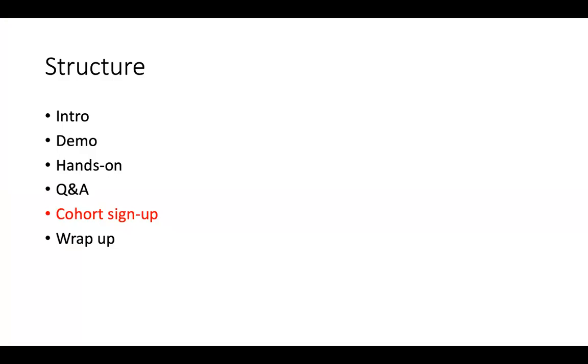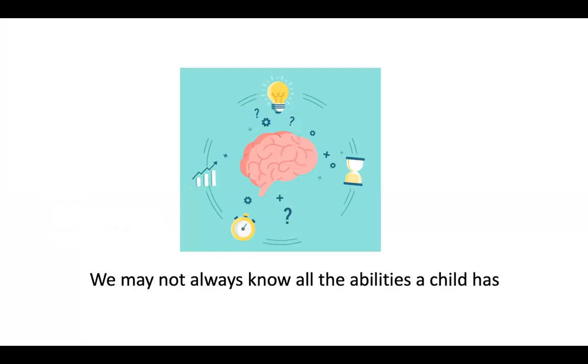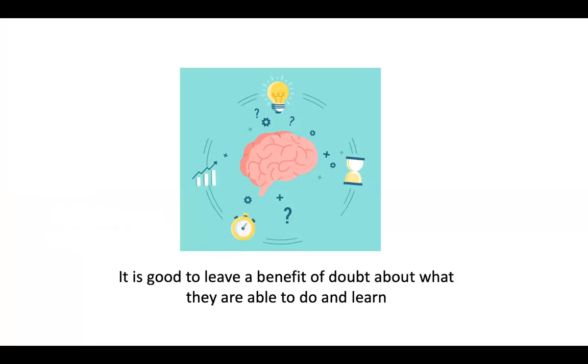So let's start with the idea behind. Let's just step back a little bit and start with the idea behind Talk With Me. You will all agree that we may not always know all the abilities that a child has. Any child, all children have more abilities than we are able to see or comprehend. So that's why it is good to leave a benefit of doubt about what they're able to do and learn. Because they have more abilities than we can see, naturally they can learn more than we can think. So, that's why it's good to leave that benefit of doubt.